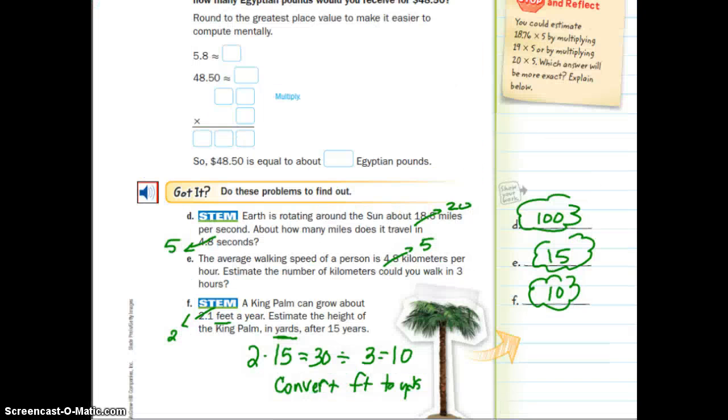Okay, so in problem D, we're rounding 18.6 to 20 and 4.8 to 5. 20 times 5 is 100. The next one, 4.8 to 5. 5 and 3 is 15. Now let's look at problem number F.